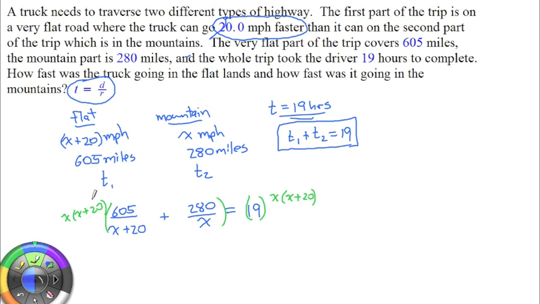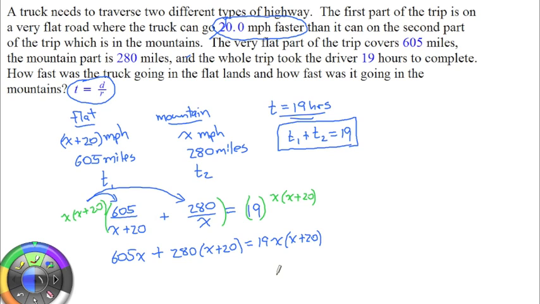Okay, so when it hits the first term, the x plus 20s are going to cancel, and you get 605 times x. When it distributes to the second piece, the x's are going to cancel, and you're going to be left with the factor of 280 and x plus 20. And on the other side, again, it's just going to be, well, a mess. So it's going to be 19 times x plus 20.